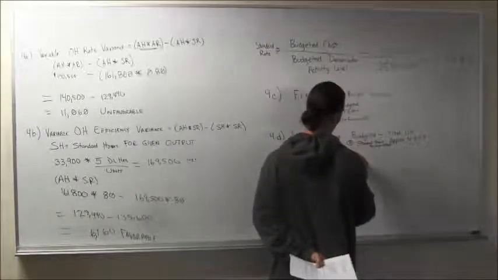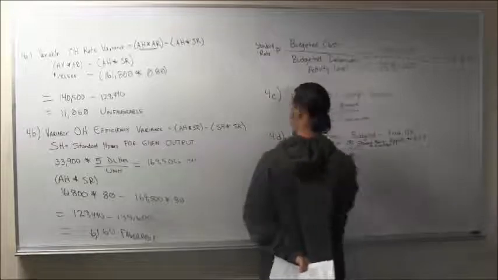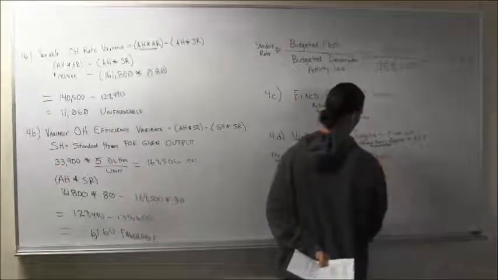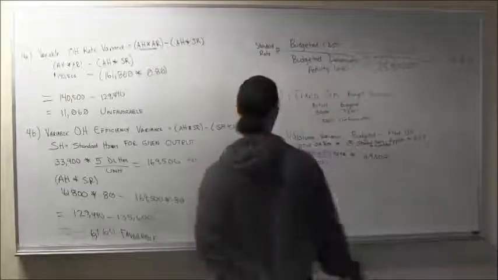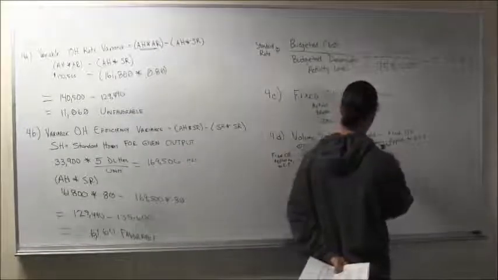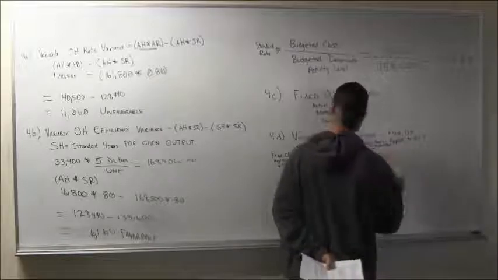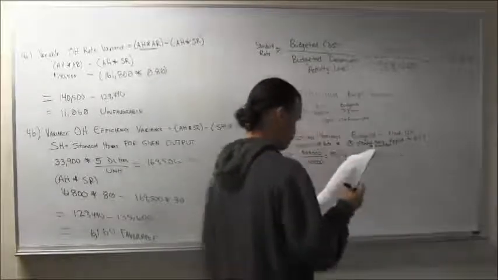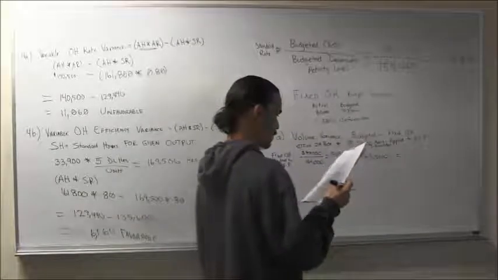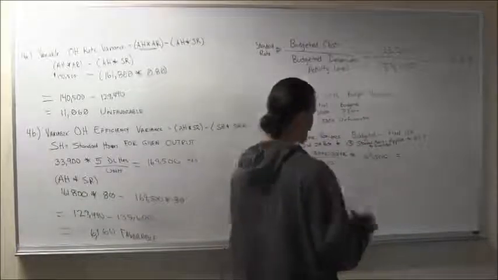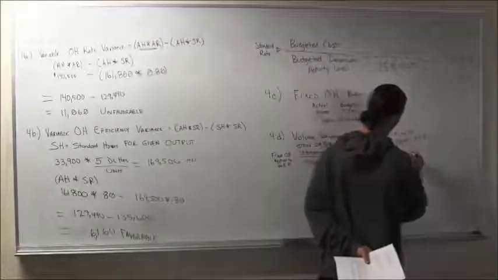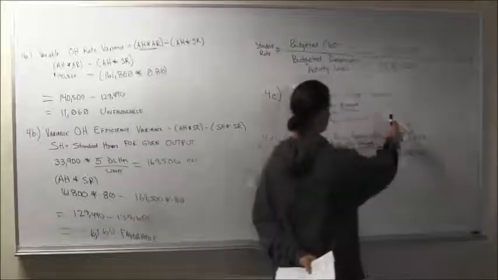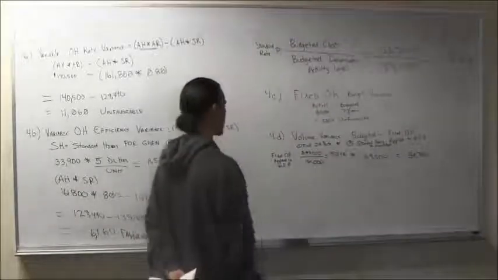So we have 50 cents per hour as our rate times 169,500 as our standard hours. And that gives us $84,750 as our fixed overhead applied to works in process.